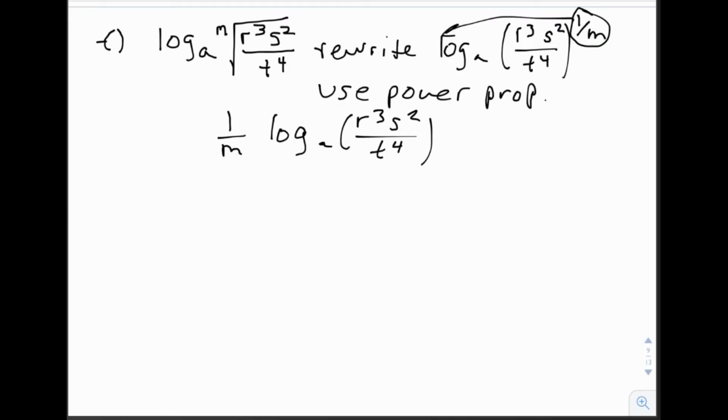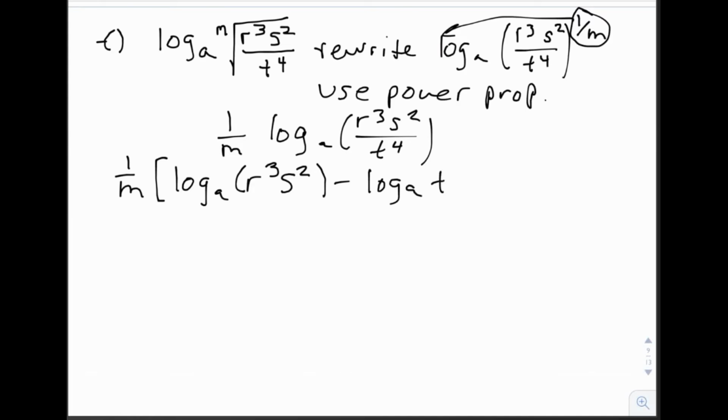So using our quotient property, we want to go ahead and write this 1 divided by m, and then we will have our log base of a, and then we will have r raised to the third, s squared, and then dealing with our quotient property, we have a minus log base of a, and then we will have t to the fourth.